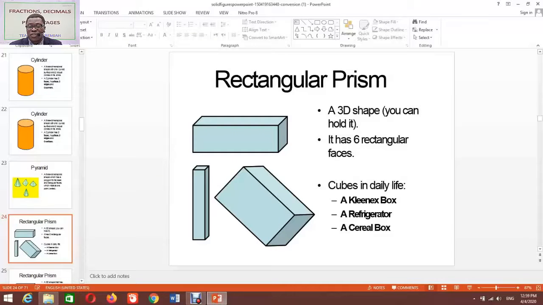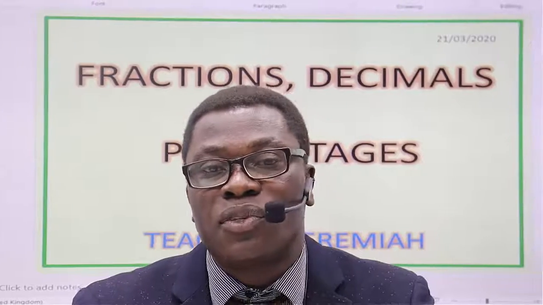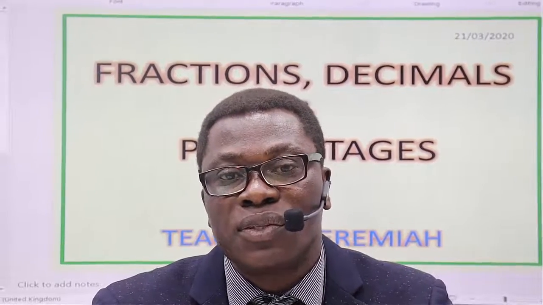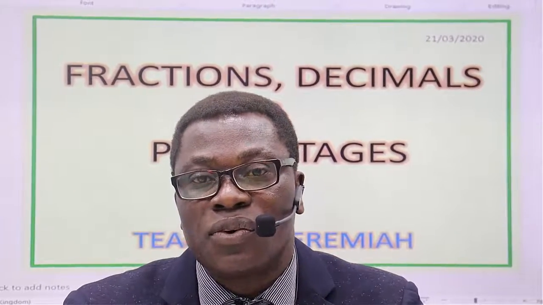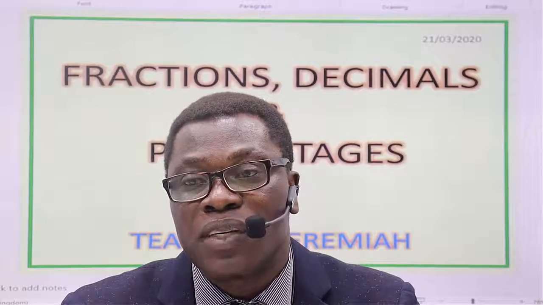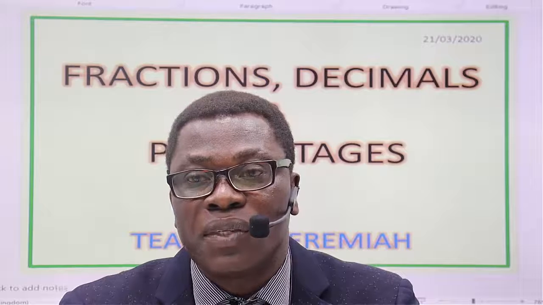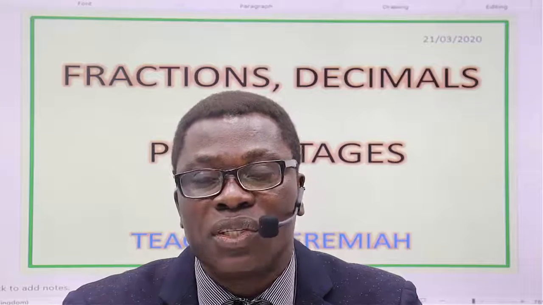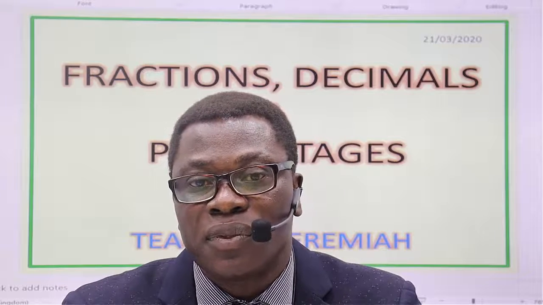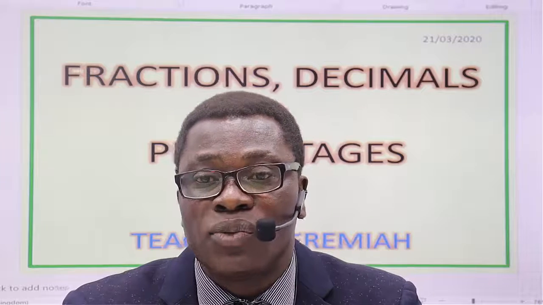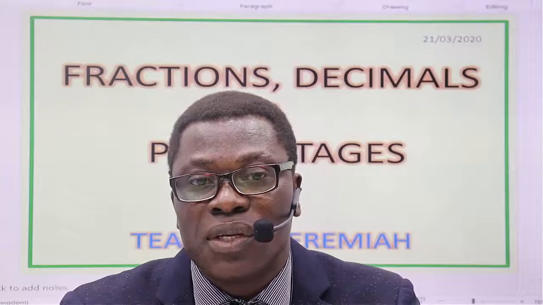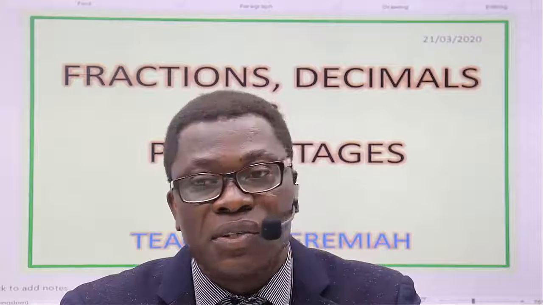A rectangular prism. A rectangular prism is a 3D shape. You can hold it. So this shape that you see on the screen is a rectangular prism. It has 6 rectangular faces. Rectangular prisms in our daily life, we see them as a cleaner's box. We also see them as a refrigerator. We also see them as a cereal box.